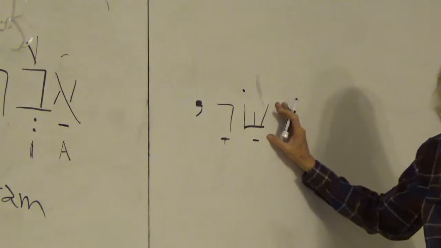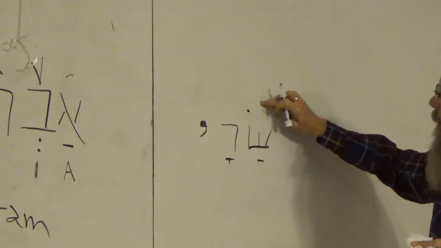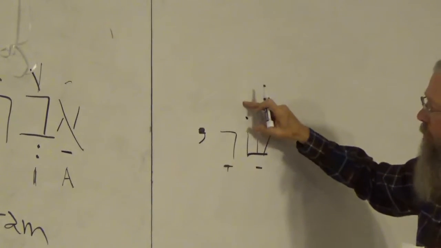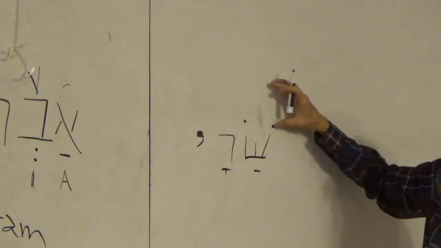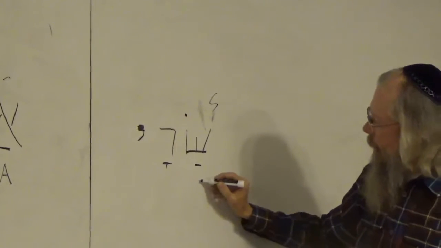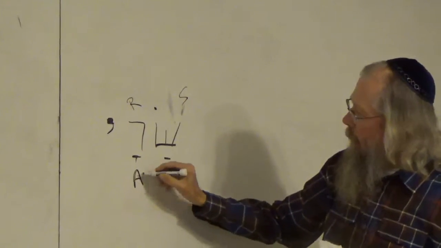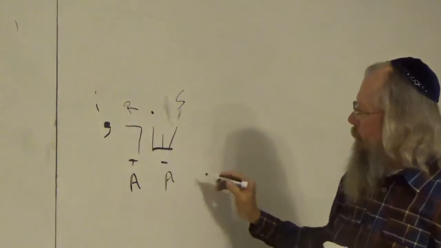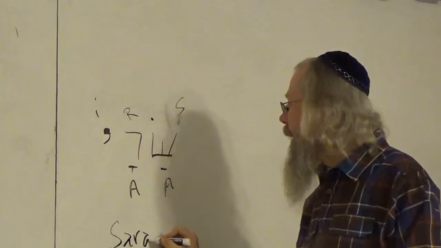Shin, sin. Es. ¿Dónde está esta marca? Determine que es shin, shin o sin. Si es en este lado es shin, en este lado es sin. Sa, S, A, R, A, I. Su mujer, su esposa, Sarai.